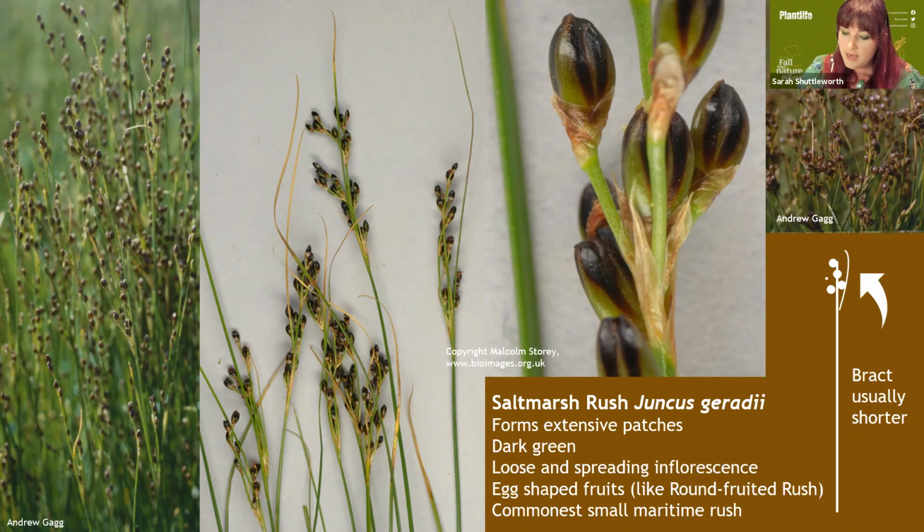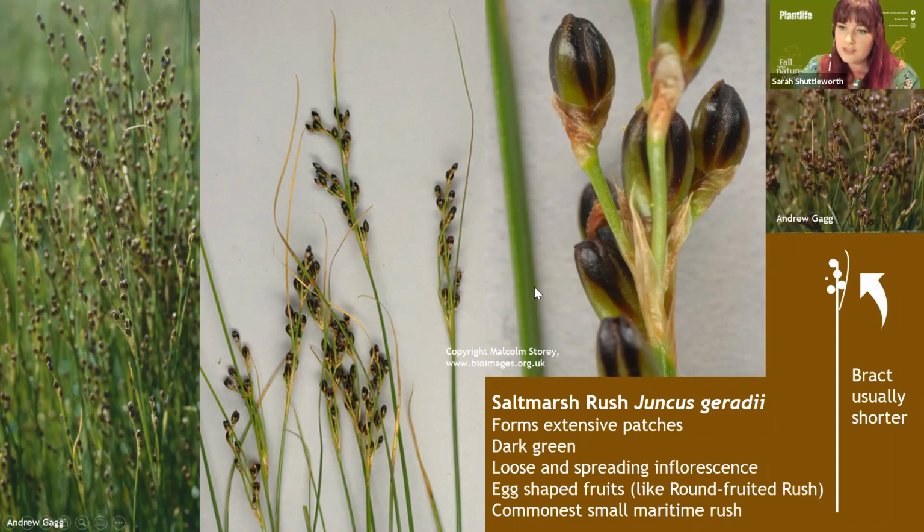The inflorescence is loose and spreading, with dark brown, nutty, egg-shaped fruit. It is described as being egg-shaped, which can be similar to another species called round-fruited rush. But again, its location in these salt marsh habitats would be what gives it away.